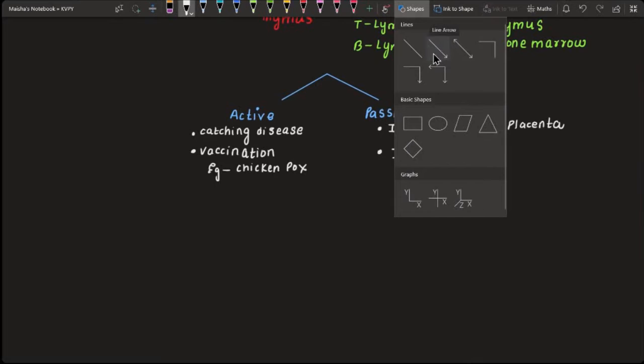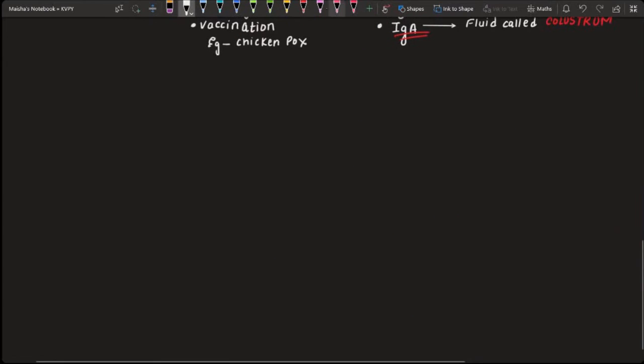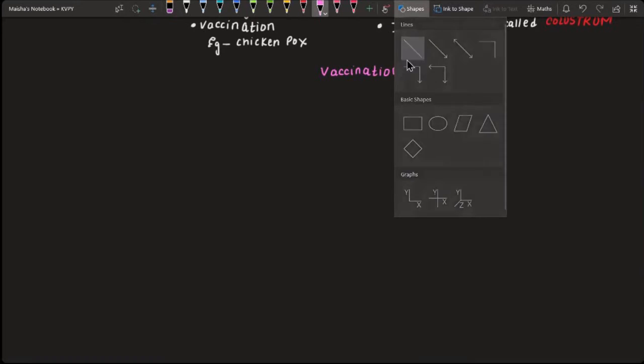Similarly, when a baby is born, through the mother's milk, IgA, A stands for alpha chain, is conferred to the newborn baby. So the mother's milk contains a fluid called colostrum, which contains the IgA antibody, and thus we can say that this is an example of passive immunity.